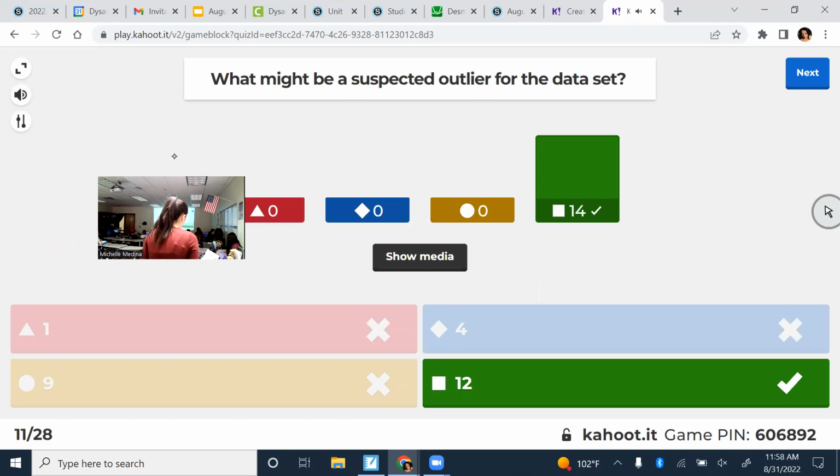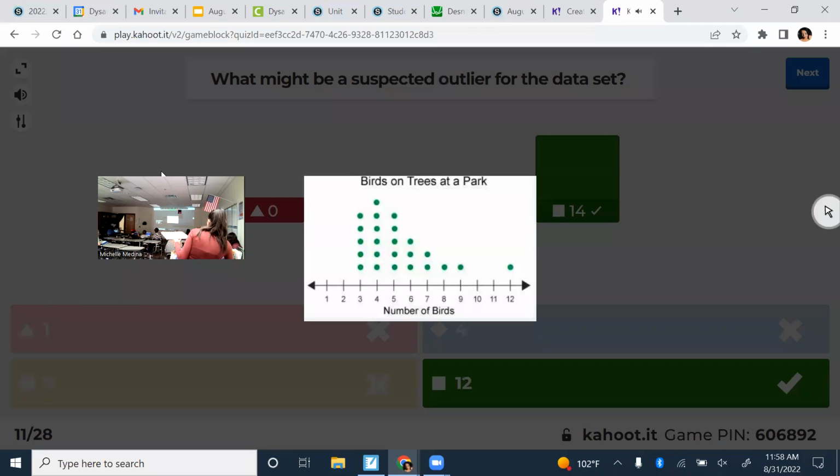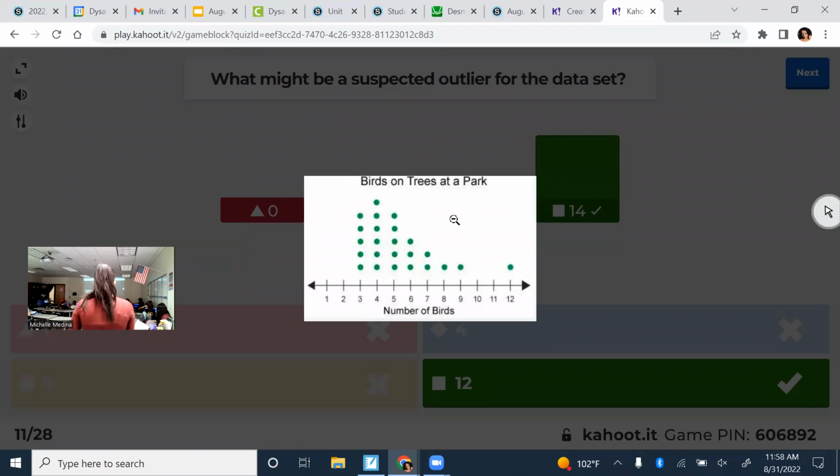All right, sorry, I didn't realize it was over already. What might be a suspected outlier for the data set? Sorry, I didn't mean to give it away in the last one, but you guys actually told me that the suspected outlier would be 12. All right, how can you know for sure that something is an outlier? You have to use that formula. Well, there's two formulas. Which one would we use if we're testing the 12?